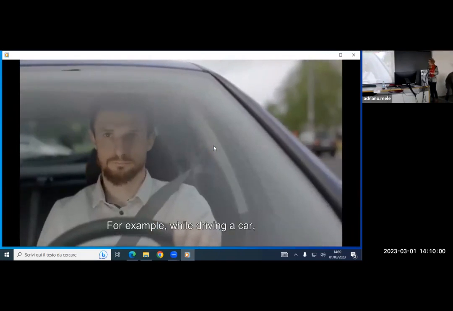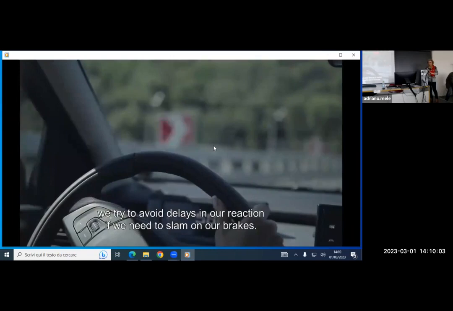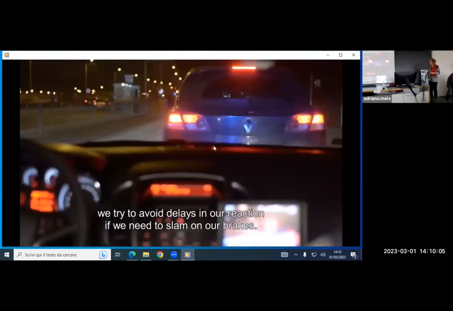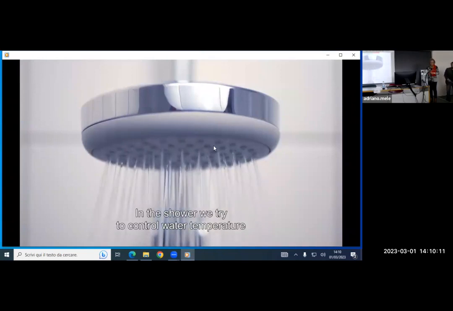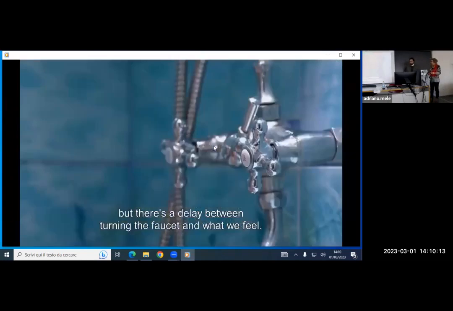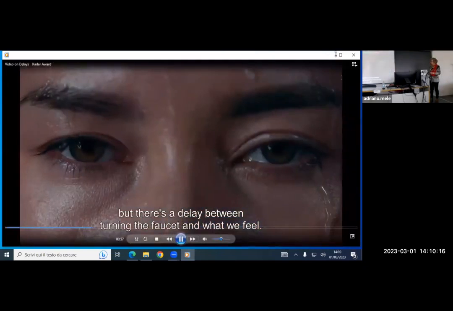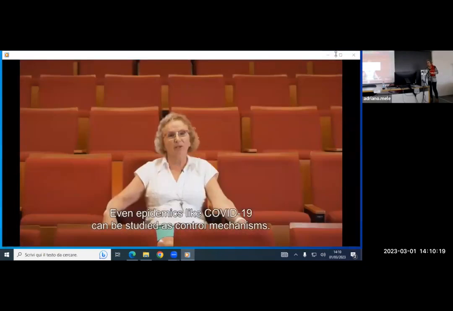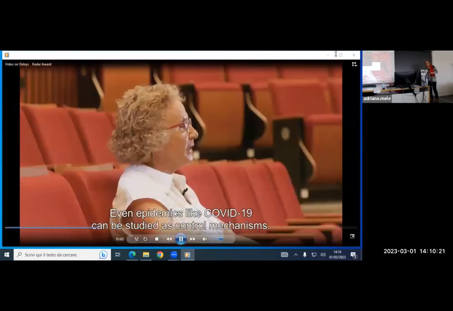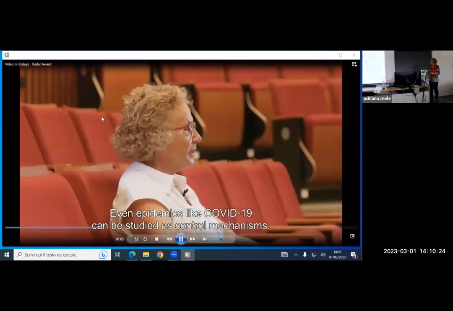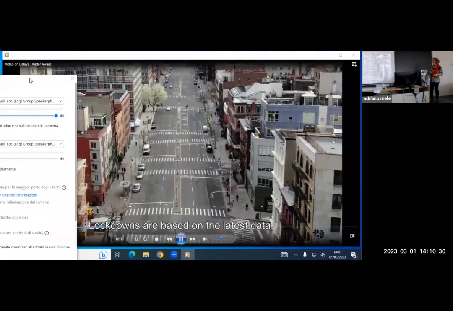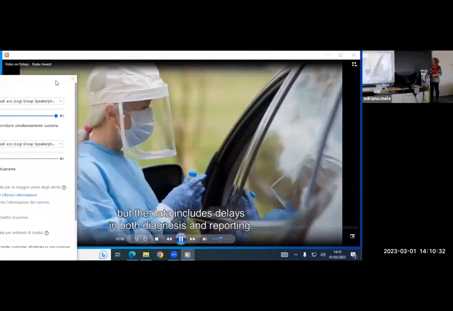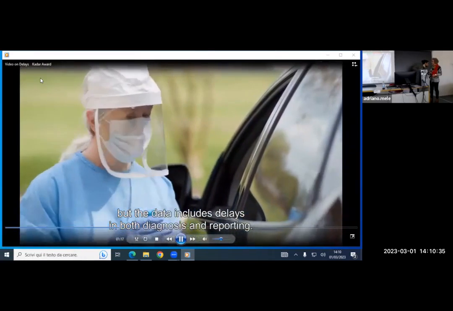Delays are unavoidable in control. For example, while driving a car, we try to avoid delays in our reaction if we need to slam on our brakes. In the shower, we try to control water temperature, but there is a delay between turning the faucet and what we feel. Even epidemics like COVID-19 can be studied like control mechanisms. Lockdowns are based on the latest data, but the data includes delays in both diagnosis and reporting.